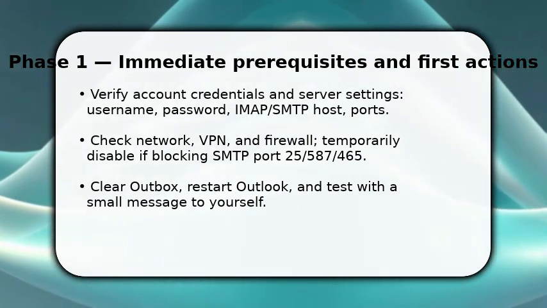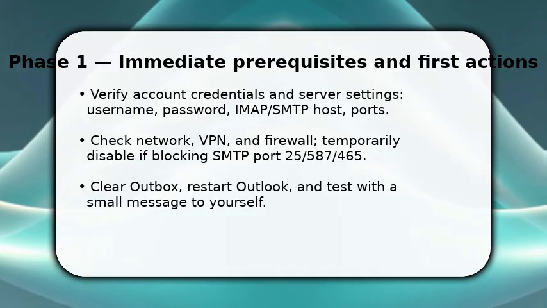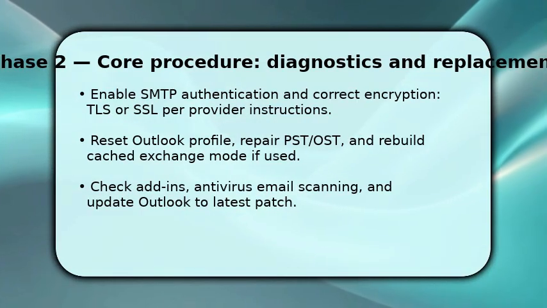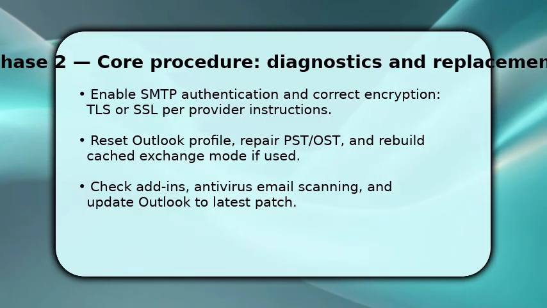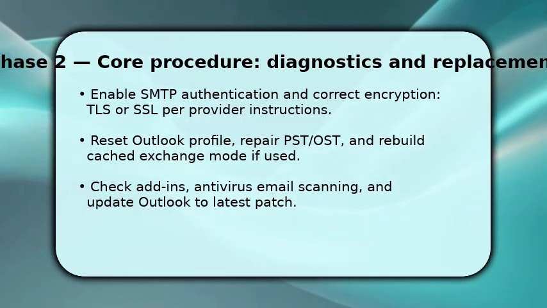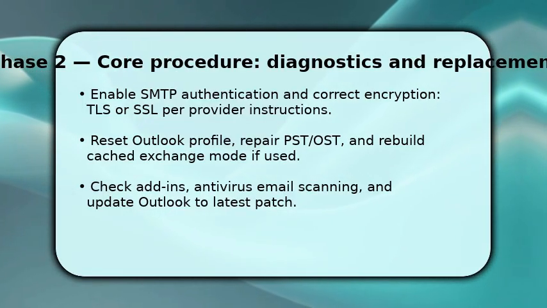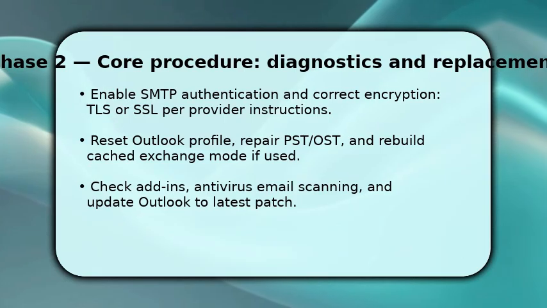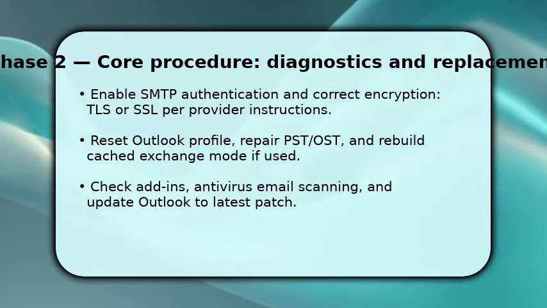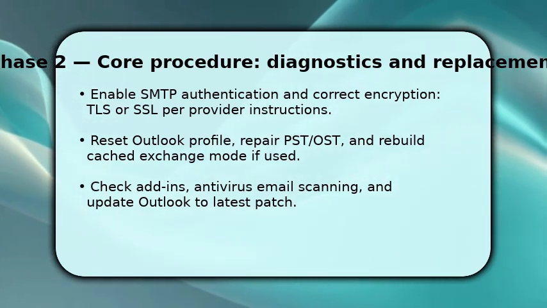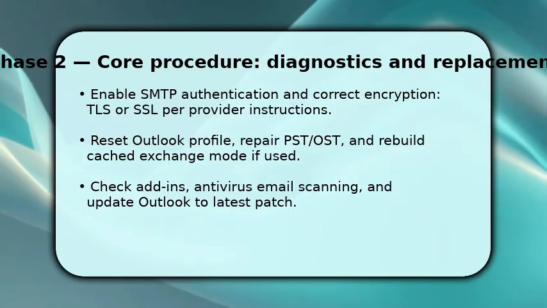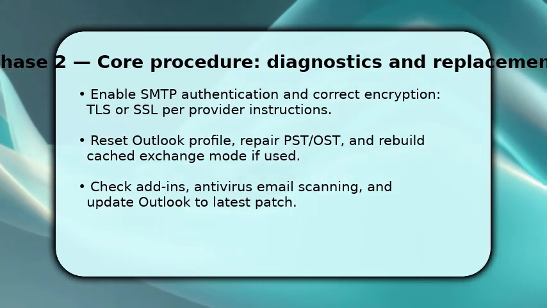Now dig into configuration and local caches, because many failures come from auth or corruption. Make sure SMTP authentication is enabled and the encryption type matches your provider. TLS is common. Mismatches block handshakes. If mail still queues, repair the PST/OST or recreate your Outlook profile. Cached Exchange mode sometimes needs rebuilding.